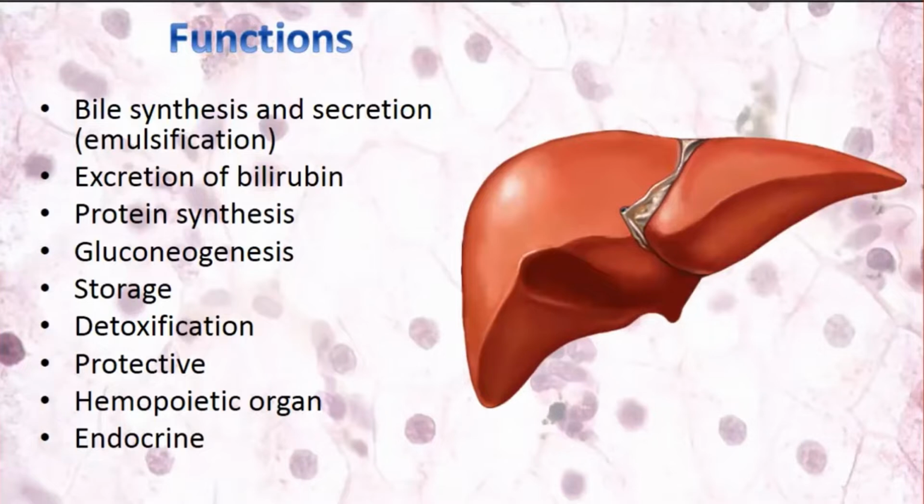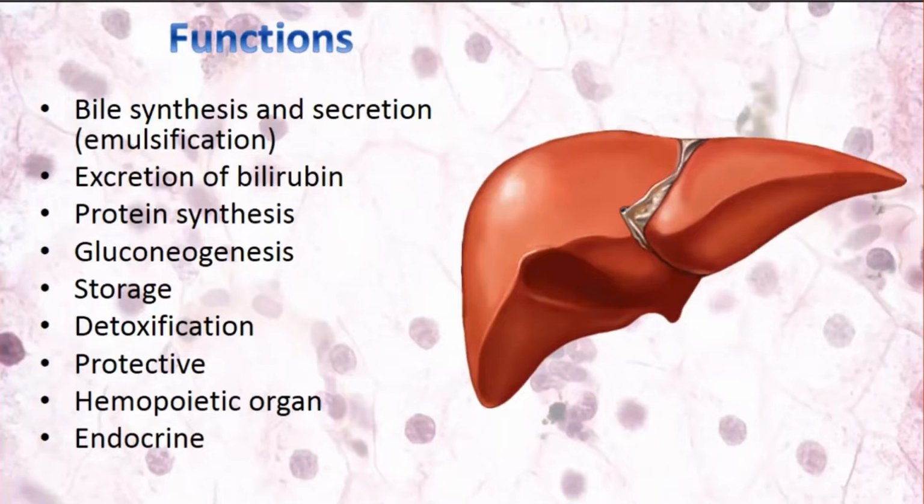It provides emulsification. Bile is released in the digestive tract, digestive tube, and bile acids provide emulsification of fats. And fats after emulsification are accessible for lipase, which is produced by the pancreas. So bile participates in the digestion of fats. And also its excretion of bilirubin, excretory function. Bilirubin is a product of metabolism of hemoglobin, and it's released by liver.